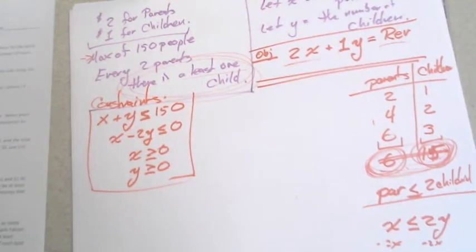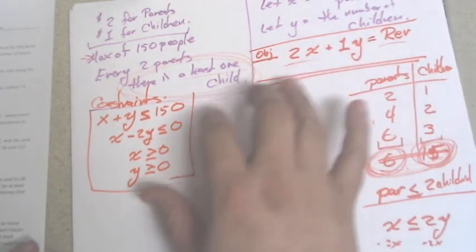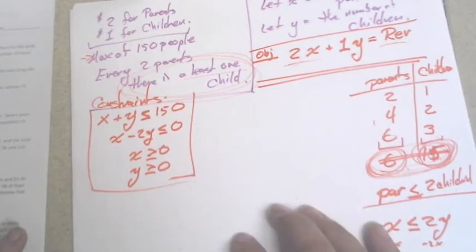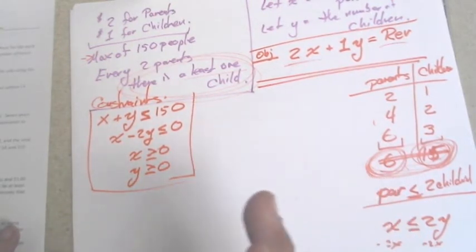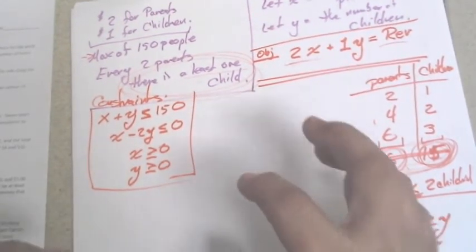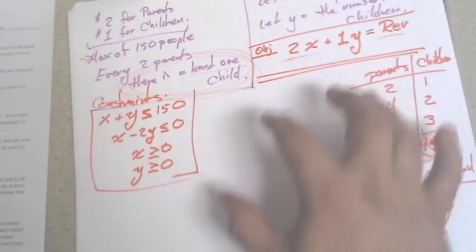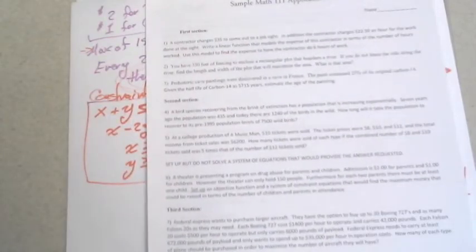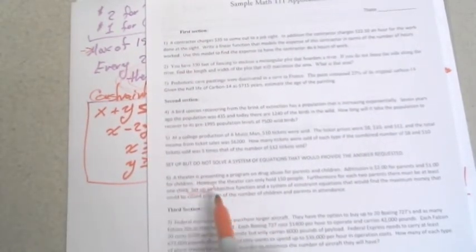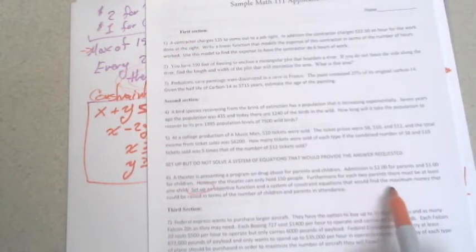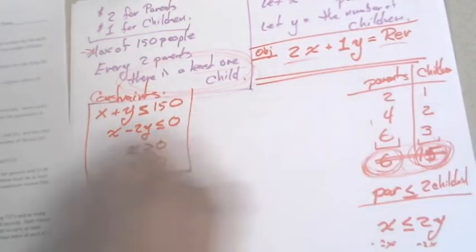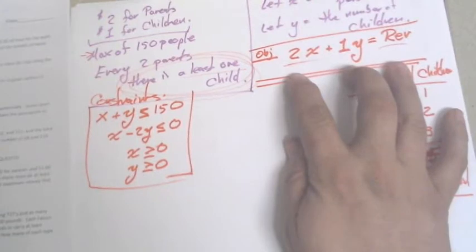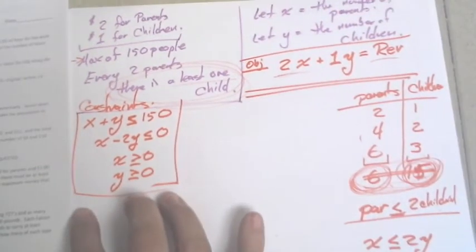Now again, you certainly know how to, or I hope know how to, take your constraints, graph your constraints, find your feasible region, find your points on your feasible region, plug them into your objective function to find your maximum revenue. But to be clear, this question says set up an objective function and a system of constraints that will find the maximum money that can be raised in terms of the number of children and parents in attendance. Set up the objective function and set up the system of constraints. We have set up the objective function. We have set up the system of constraints. We're done.